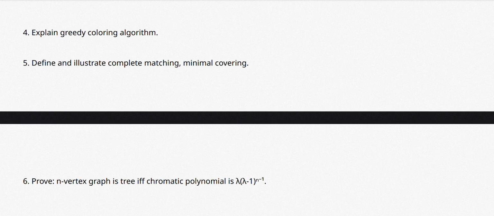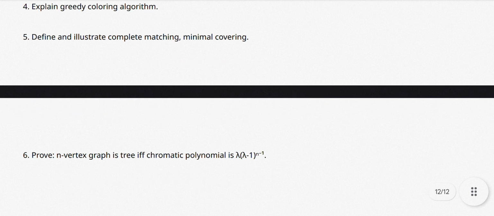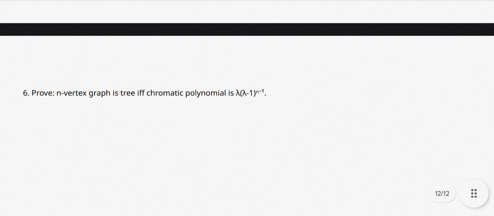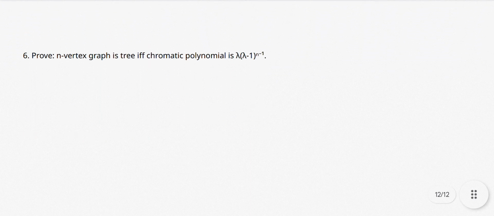Fourth question, explain greedy coloring algorithm. Fifth question, define and illustrate complete matching, minimal covering. Next, sixth question, we have to prove that an n-vertex graph is a tree if the chromatic polynomial is lambda times (lambda minus 1) to the power of n minus 1.